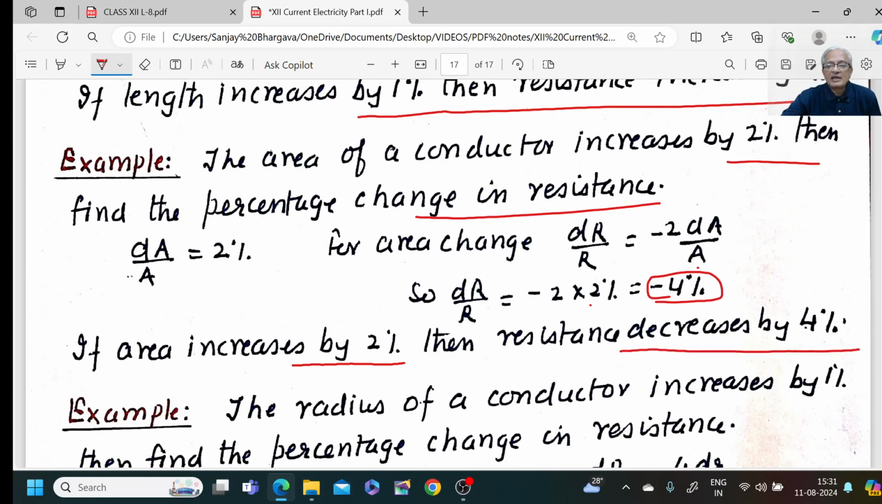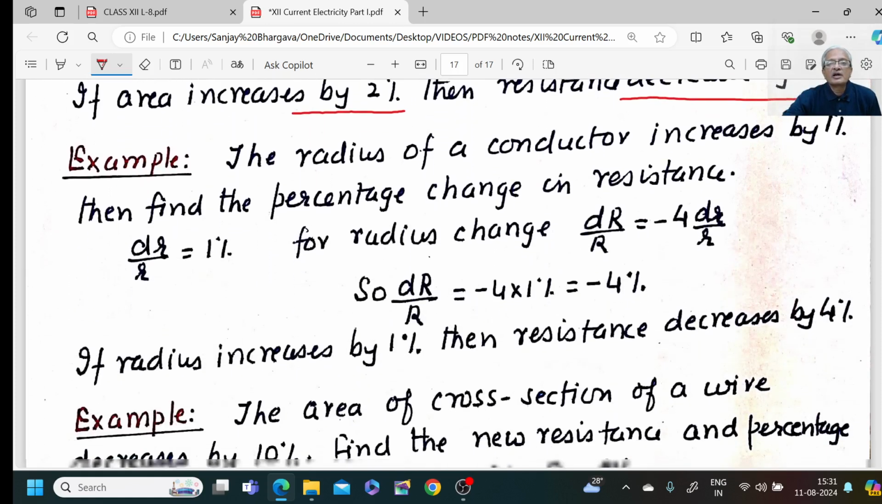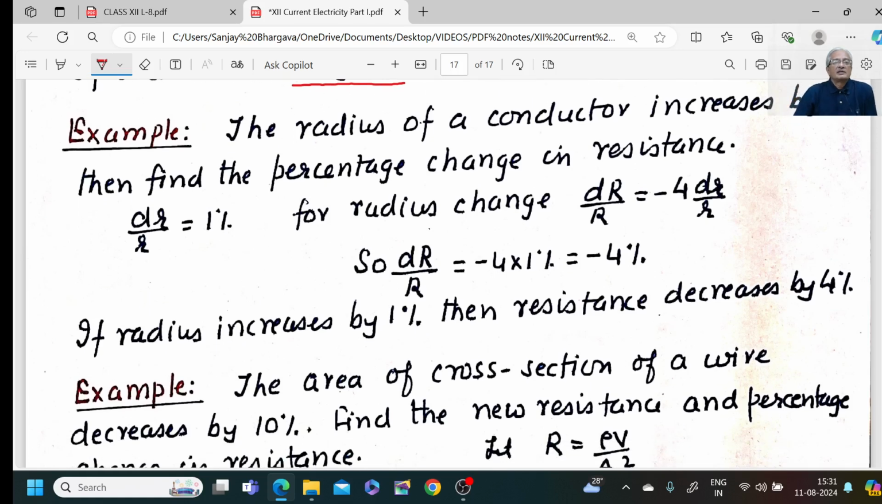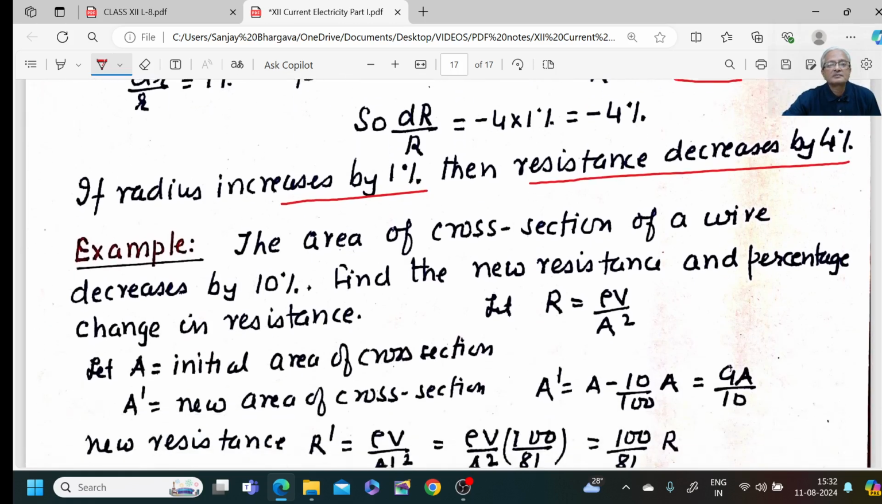We have another example here. The radius of a conductor is increased by 1%. Then find the percentage change in resistance. So for change of radius, we have minus 4 dr by r. So here, if the radius increases by 1%, then the resistance decreases by 4%. See the simplicity of solutions.